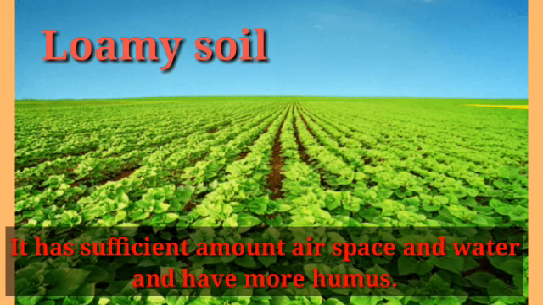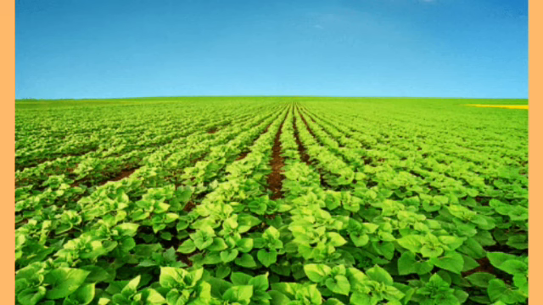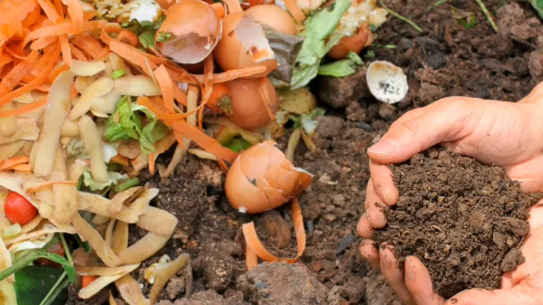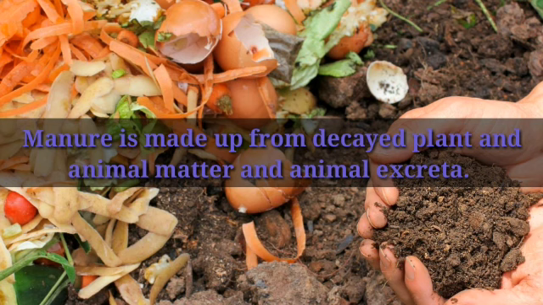Now the next one. For plants production or crop production, farmers add manure in their field or in the soil. Now, manure means what? Manure comprises dead and decomposed plant and animal matter and it is very rich in essential nutrients. Now how is the manure prepared?